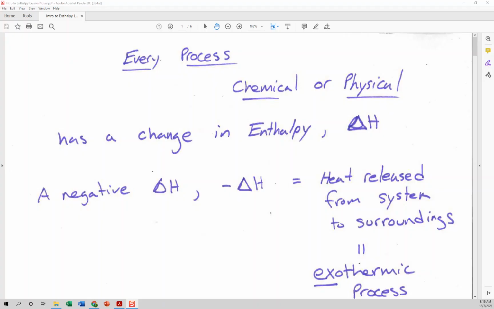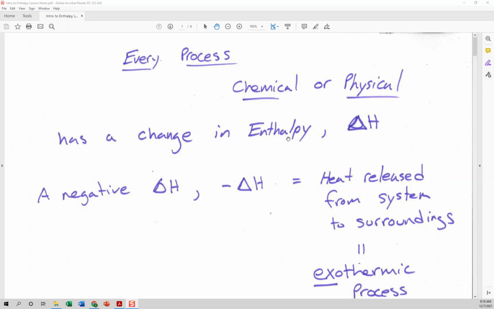All right. So let's go right there. If we look at the notes handout. What we're saying is every process, every chemical change or physical change, doesn't have to be a chemical reaction. It could just be a physical reaction. So we're talking about vaporizing water. That's a physical change, right? Or we could talk about combustion reactions or redox reactions, chemical reactions. Every single process has a change in what we call enthalpy.